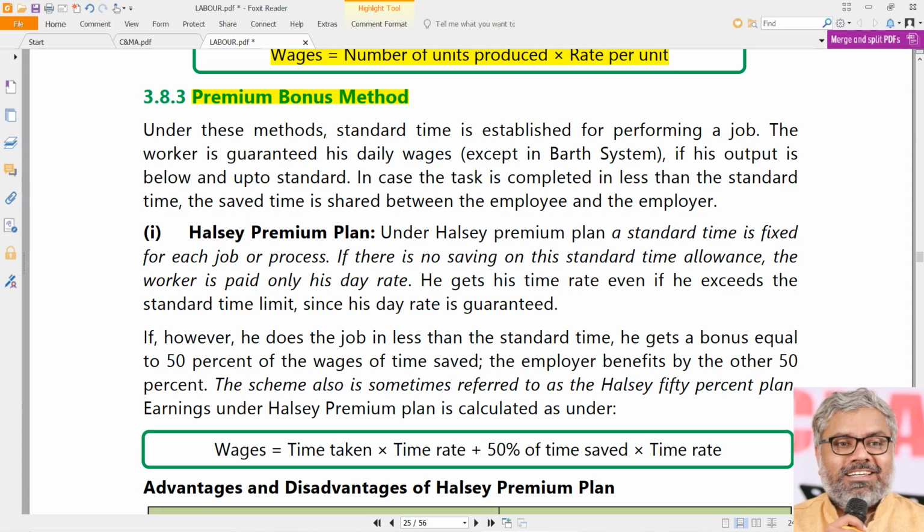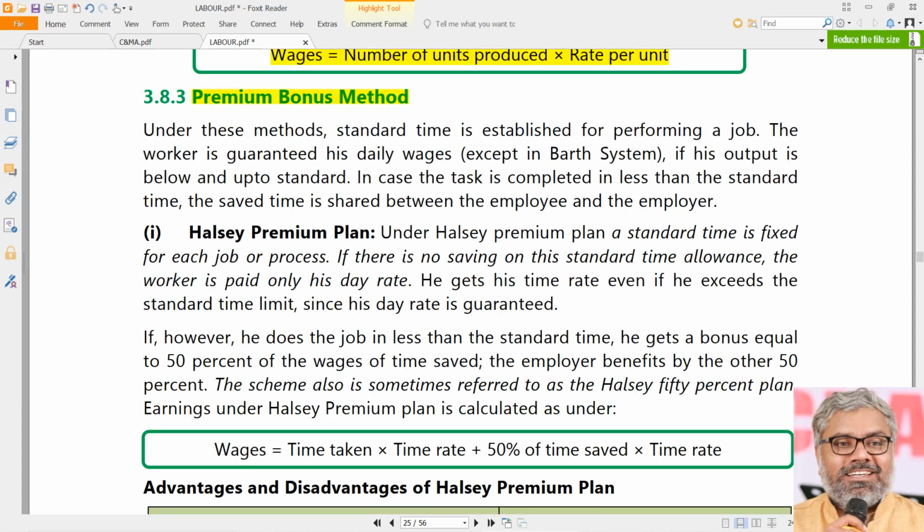And performance is one thing they always wanted to tie with the payment. So how to do that? Many people have worked on that. Those are all very outdated things. The point is not that they are not good. They are good, but they are outdated. So we don't need to worry about those things, because Halsey and Rowan premium plans are there in the syllabus. Without them, no problems are possible in this chapter. We have to definitely learn these two things.